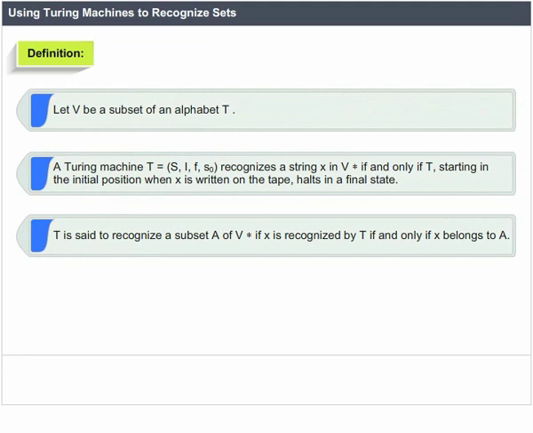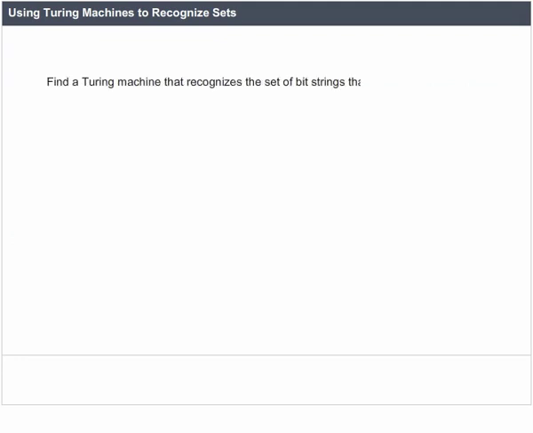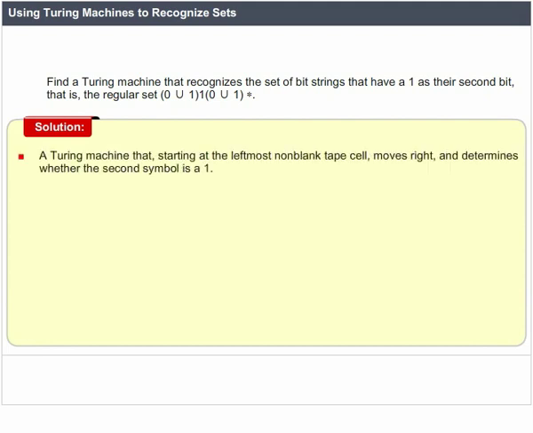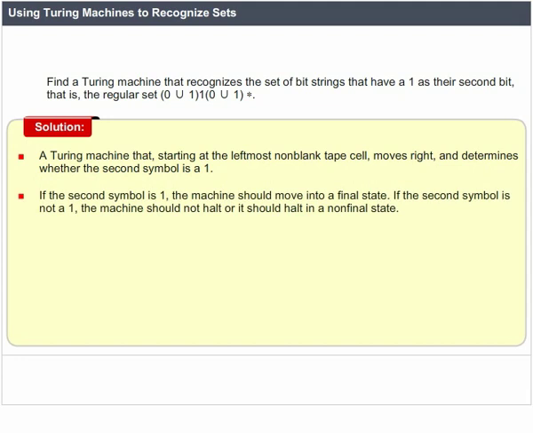Find a Turing machine that recognizes the set of bit strings that have a 1 as their second bit. That is, the regular set (0 ∪ 1)1(0 ∪ 1)*. Solution. We want a Turing machine that, starting at the leftmost non-blank tape cell and moving right, determines whether the second symbol is a 1. If the second symbol is 1, the machine should move into a final state. If the second symbol is not a 1, the machine should not halt, or it should halt in a non-final state.